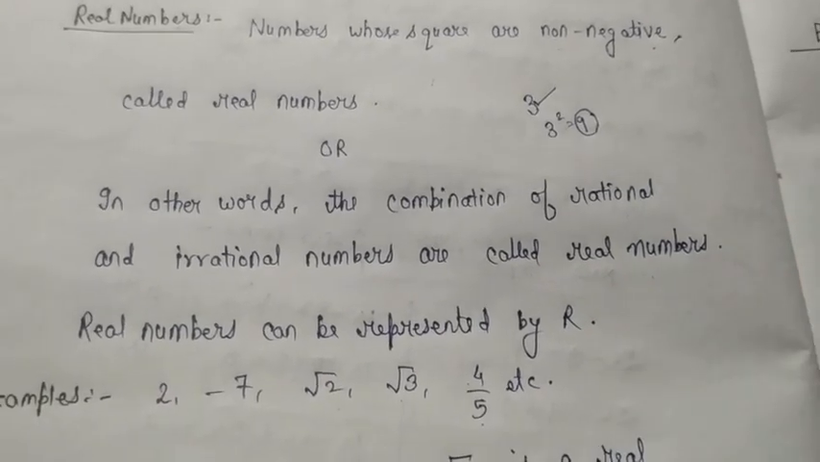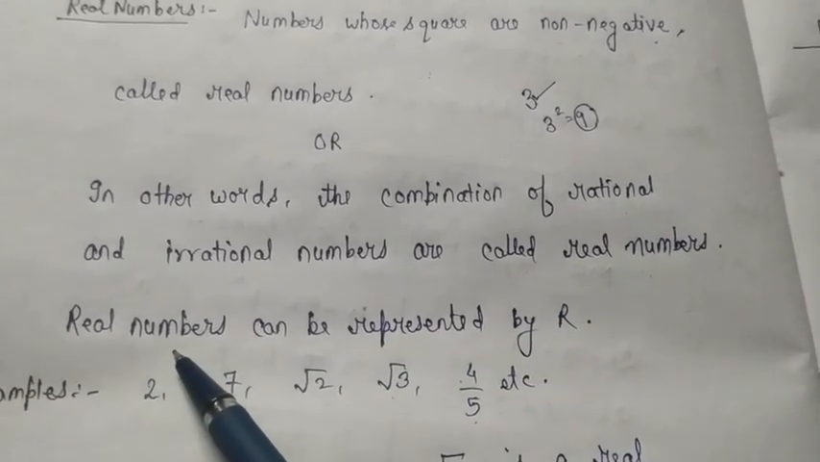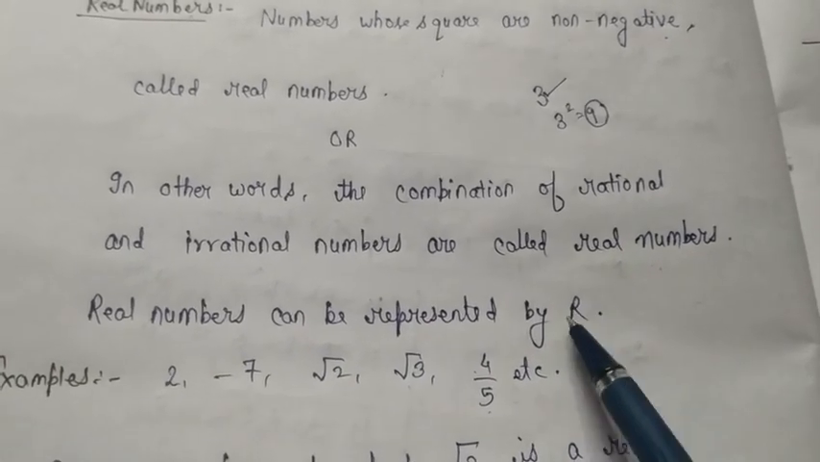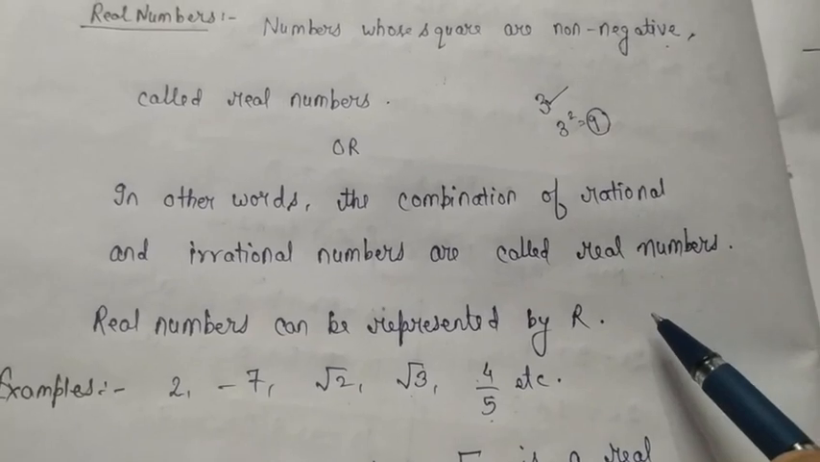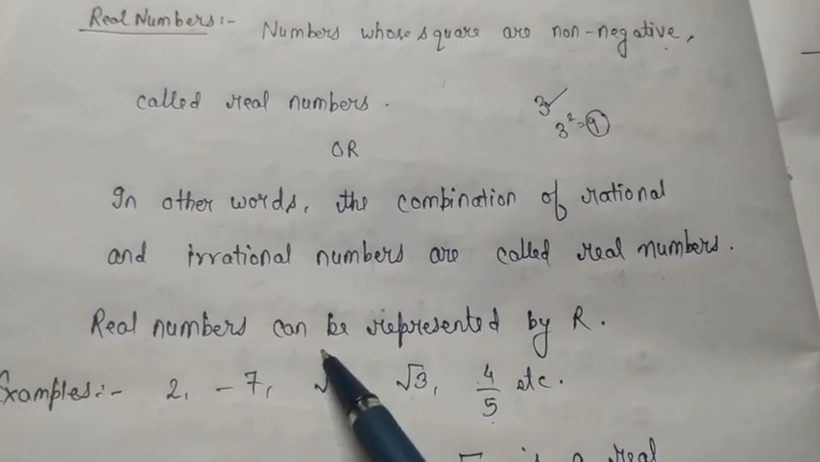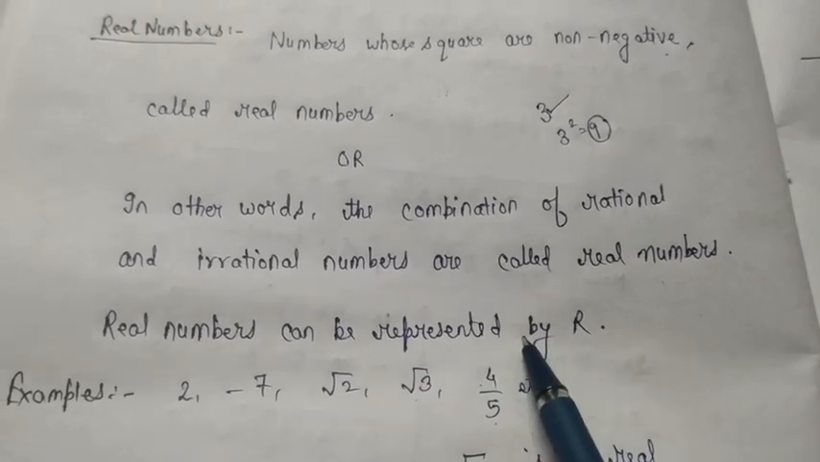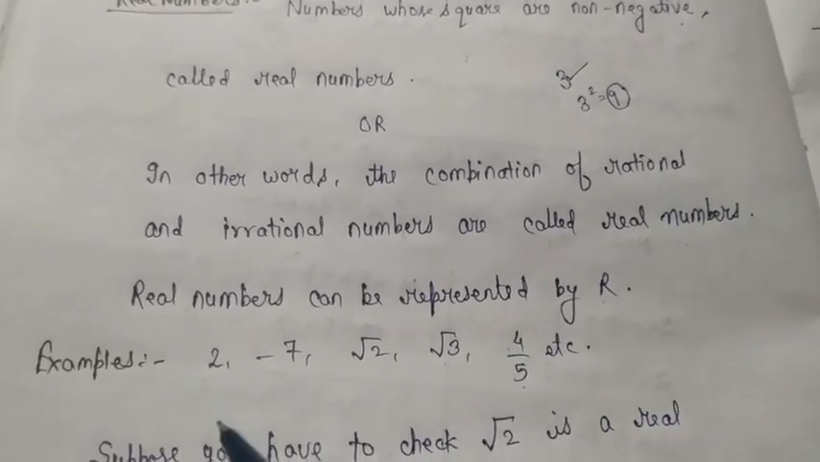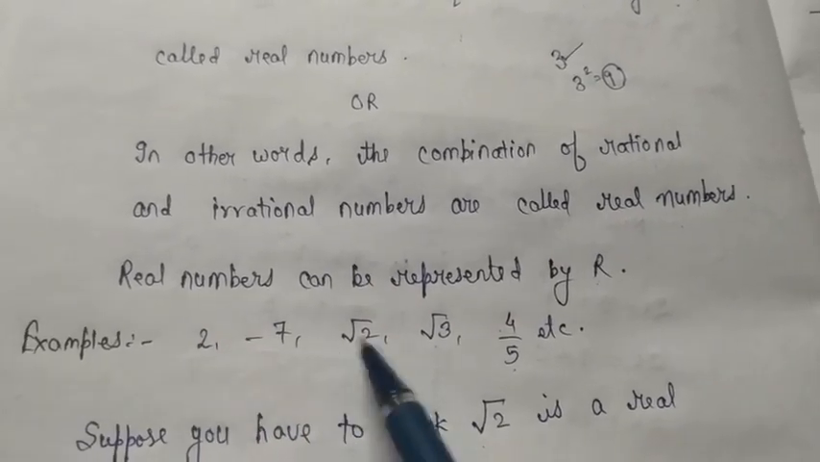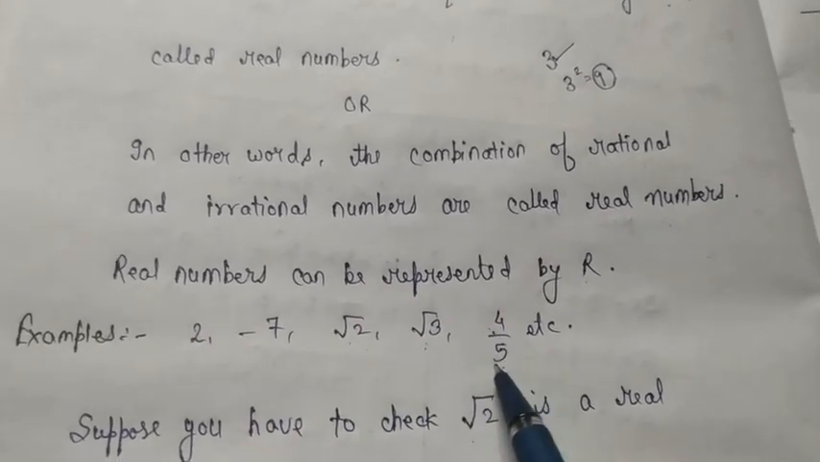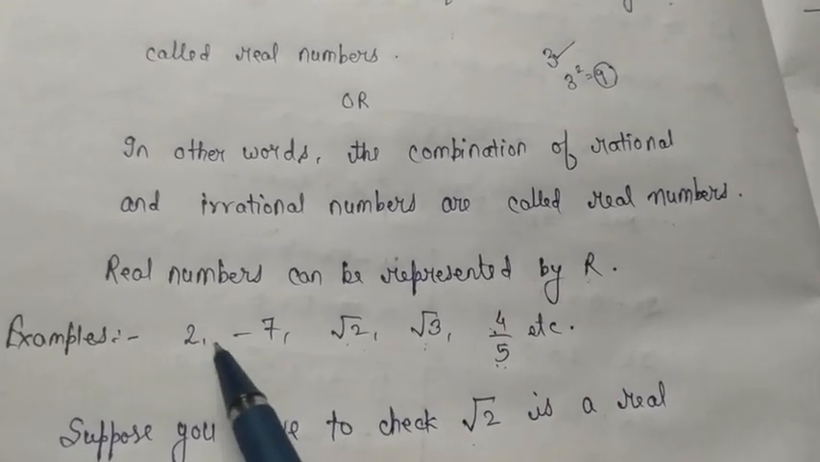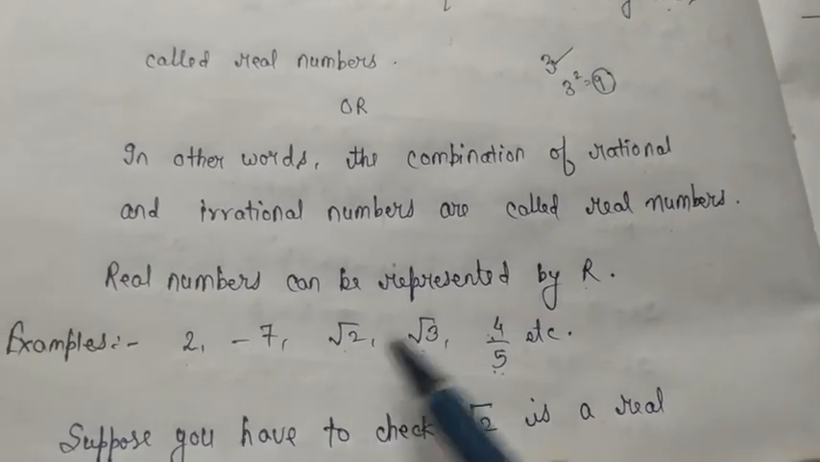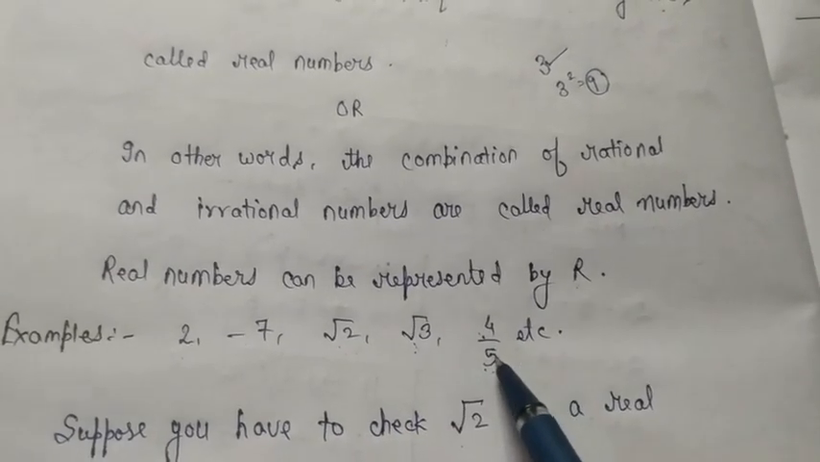Okay, so afterwards, real numbers can be represented by capital R. Like natural numbers and integers, real numbers can also be represented, and these are represented by capital R. R for real. Now the examples of real numbers: 2, minus 7, under root 2, under root 3, 4 by 5. Now see, 2 is a real number, minus 7 is a real number, under root 2 is a real number, under root 3 is a real number, 4 by 5 is a real number.